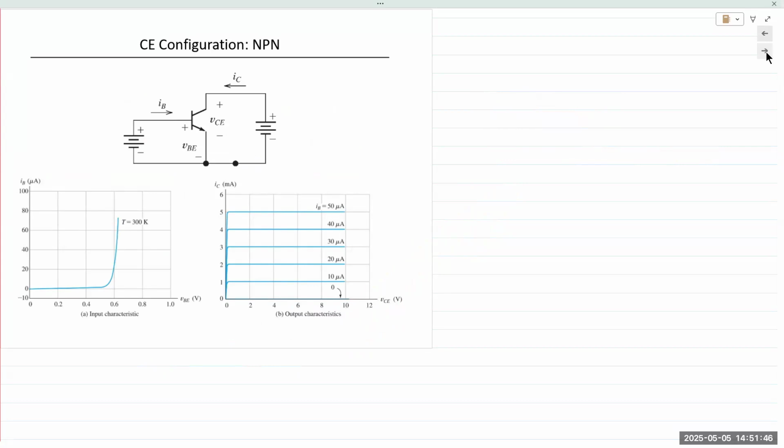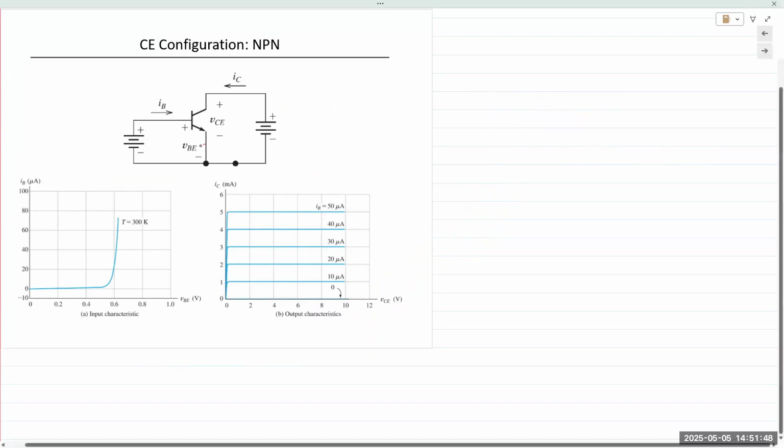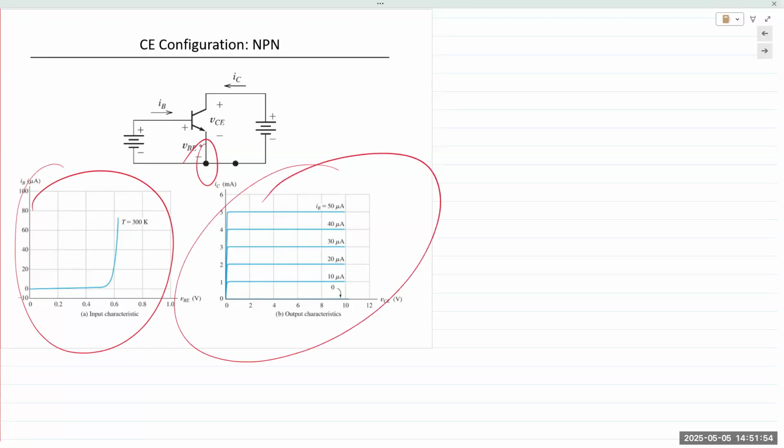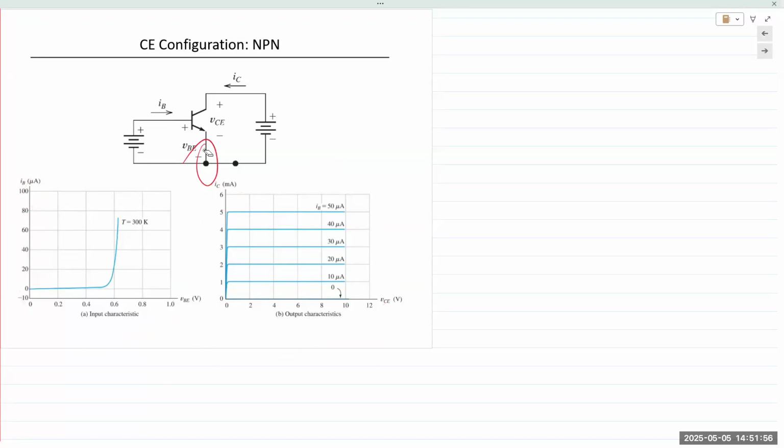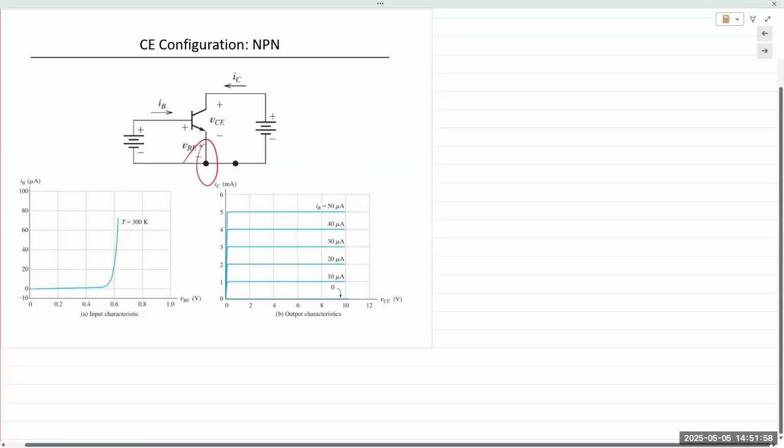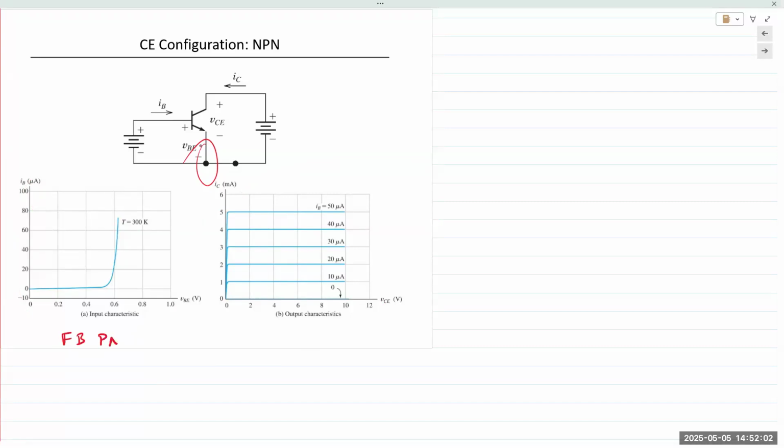All right, common emitter configuration. Emitter is common to the input and the output. This is the input characteristic. This is the output characteristic. We already saw the output characteristic. The input is, of course, a forward bias PN junction. And the output characteristics is a set of data points for every single value of IB.